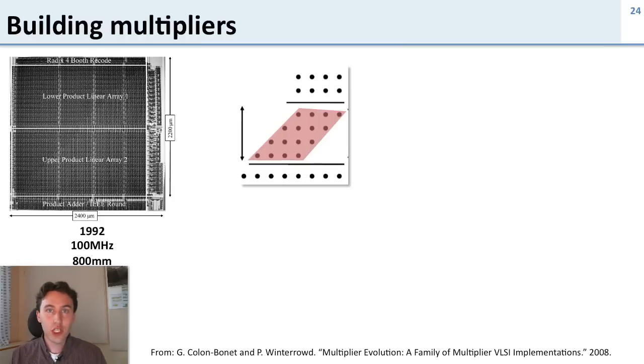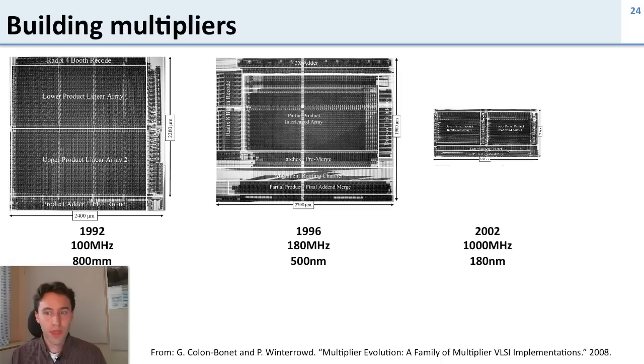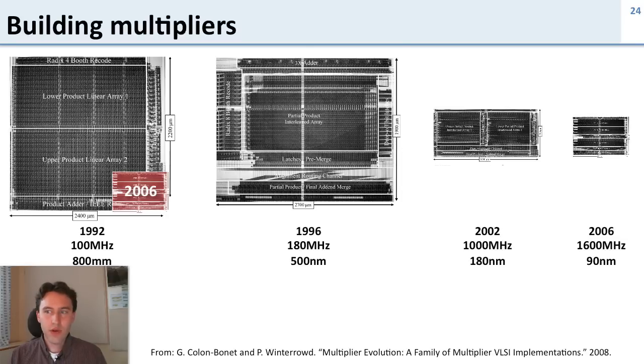Now let's look at how this changed over time. Here's an array from 1996, it's a multiplier. It's made in a 500 nanometer technology, and it runs almost twice as fast, and it's a little smaller. Here's one from 2002. So this is 10 years later. It's now running at 1000 megahertz and made in a much smaller technology. And finally one from 2006 made in 90 nanometer technology. Now if you look at this, we can take that array from 2006 and we can see how small it is compared to the array from 1992.